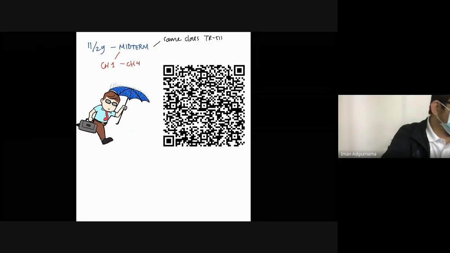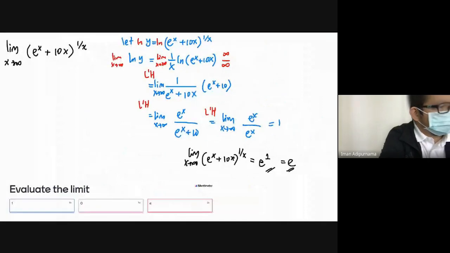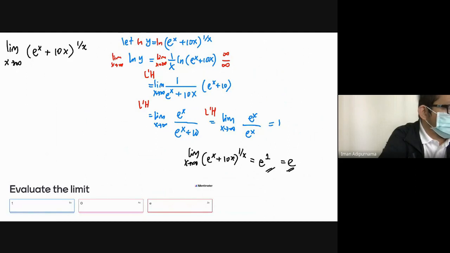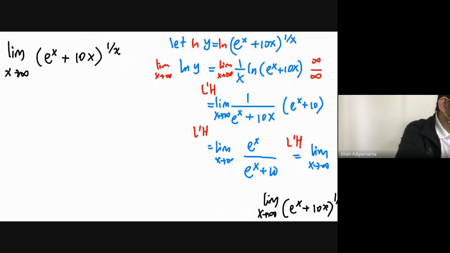Okay, I think we can start. Let's start for today from the feedback. From the feedback, we have the L'Hopital problem. If you check the limit here, it will be infinite over 0, right?